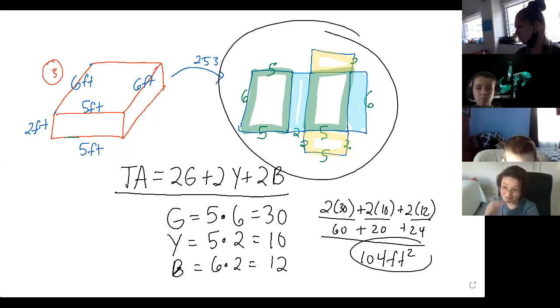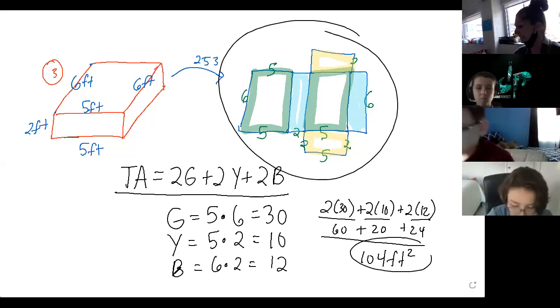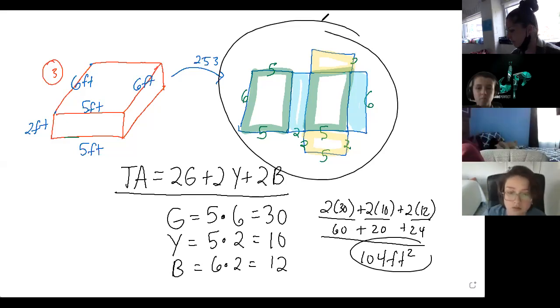So let's look at the trickiest one. You ready? What number was that? 6. Number 6.